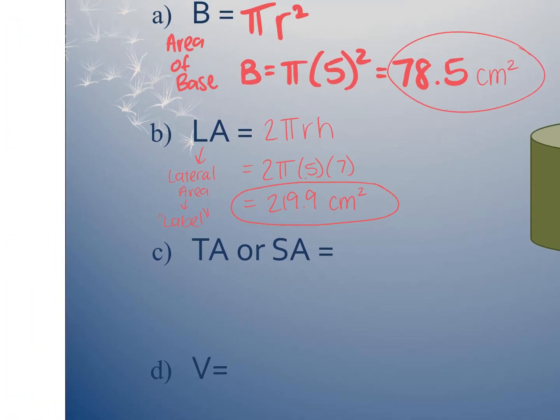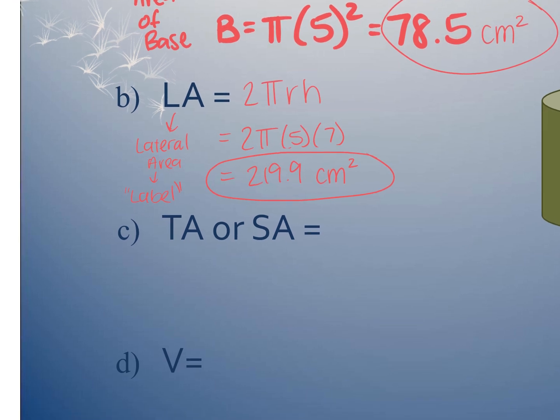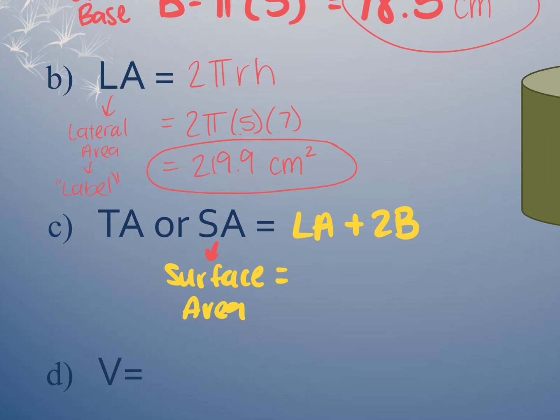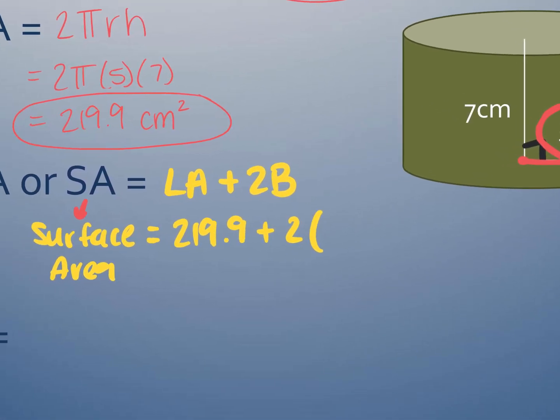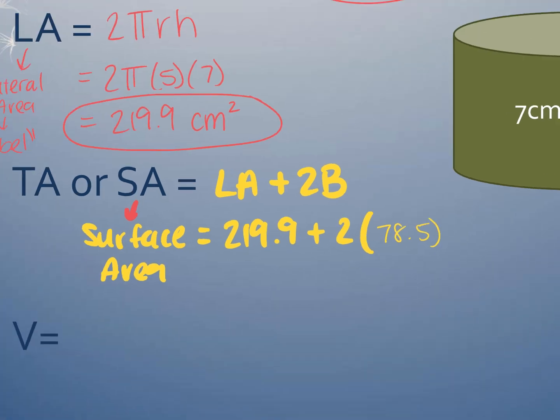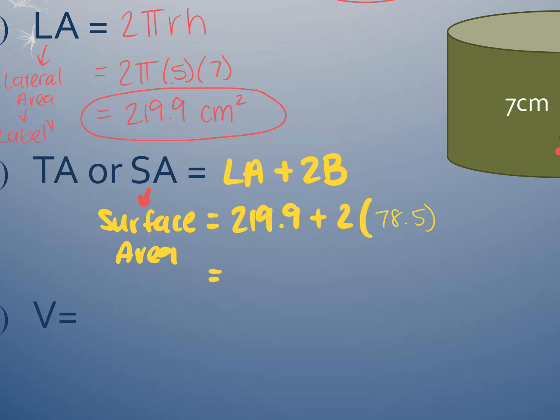All right, so now it's asking us for TA, which stands for total area, or you'll see it a lot as surface area. Let's label that. This is going to be surface area. And surface area is your lateral area, what we found for the second part, plus how many bases do I have? 2 of them. So Christian, this is where we multiply that base value by 2. You got it? Okay, so my surface area, what was my LA value? 219.9 plus 2 times, what was my base value? 78.5. And this will give me 219.9 plus 2 times 78.5, 376.9.